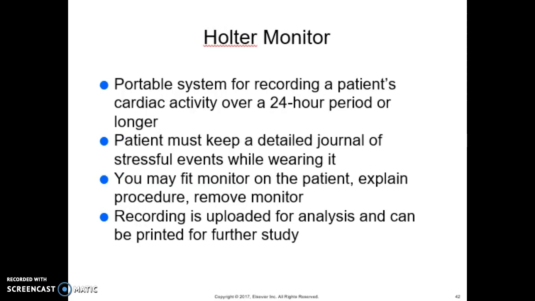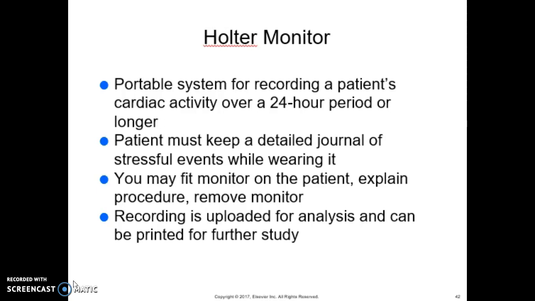Now let's talk about the Holter monitor. So the Holter monitor is a portable system for recording patients' cardiac activity over a 24-hour period, and sometimes they record it longer than that 24-hour period. Patients must keep a detailed journal of stressful events while wearing it, as well as journal if they feel anything or any episode that they noticed.